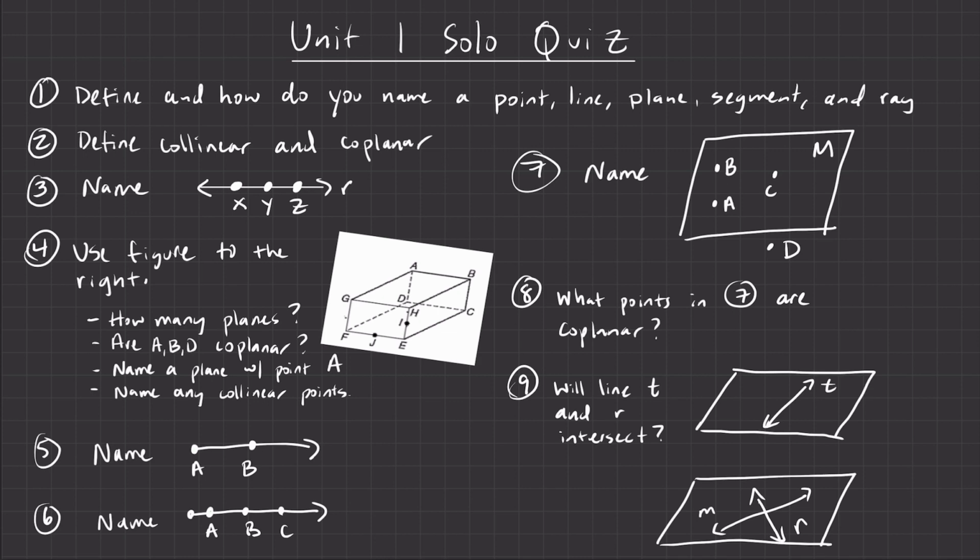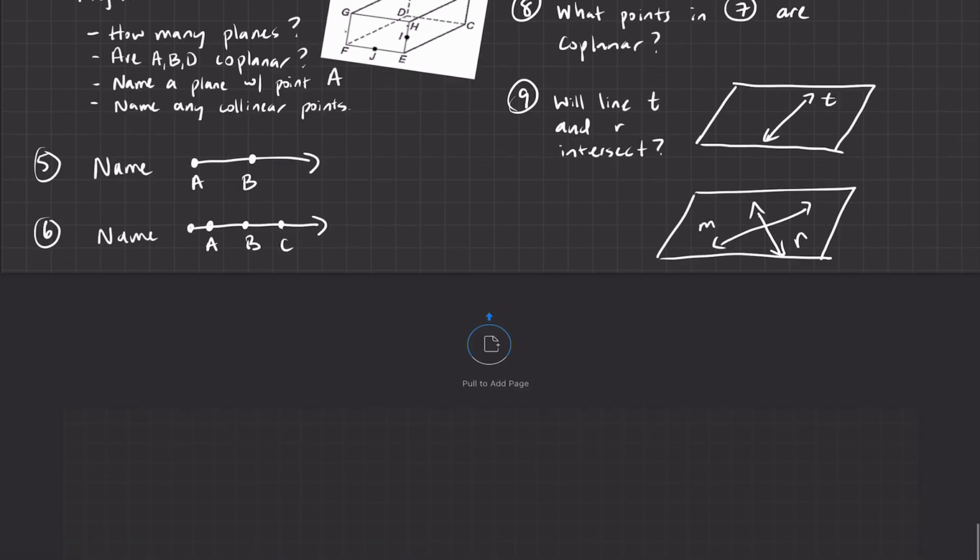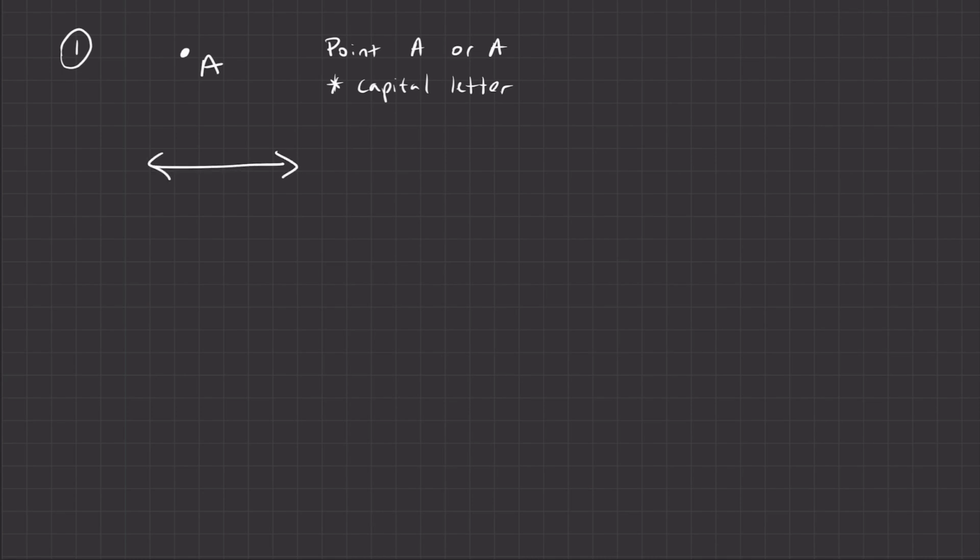Okay, so let's take a look at number 1. Number 1 says define and how do you name a point. So if I have a point, let's call that A, I just call it simply point A or A, and we just need to use the capital letter to name that point. Okay? The other thing I want to take a look at is a line. And by the way, a point is a location. I forgot to define that.